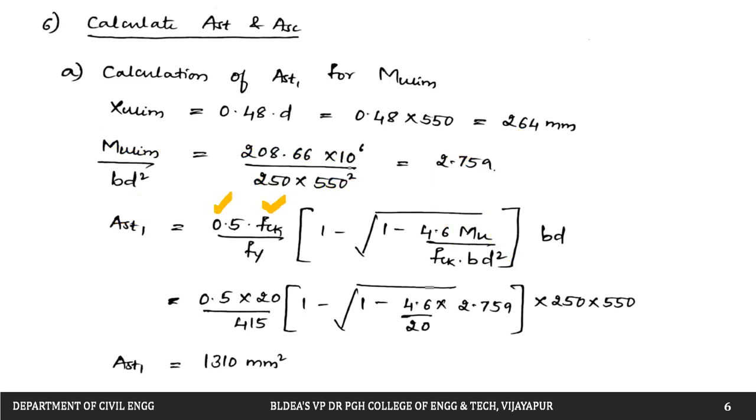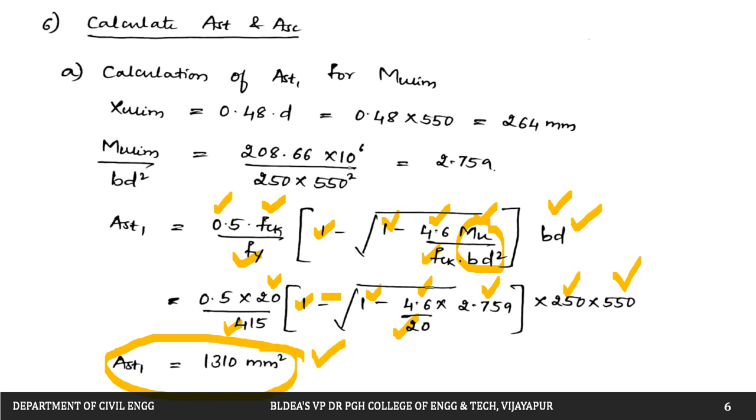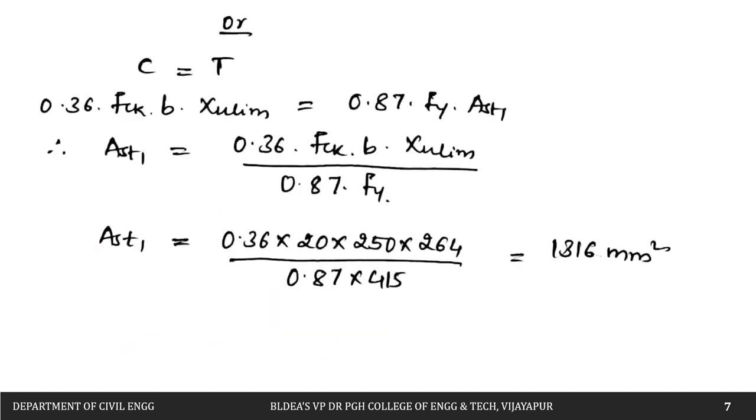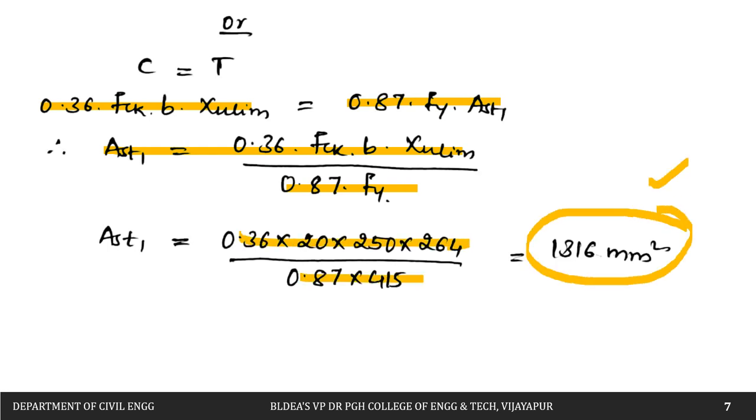This value we substitute here and calculate. That is 0.5, FCK is 20, FY is 415 into 1 minus square root of 1 minus 4.6 into Mu by BD square, this value 2.759, divided by FCK is 20 multiplied by B is 250 and D is 550. If you substitute, we will get the answer as 1310 mm square. This is the area of steel for a balanced section. Or in other ways, you can equate the total compressive force to the total tensile force, and based on this also you can calculate and ultimately you will get approximately the same answer.